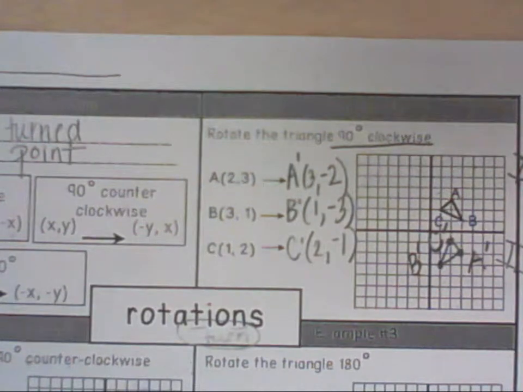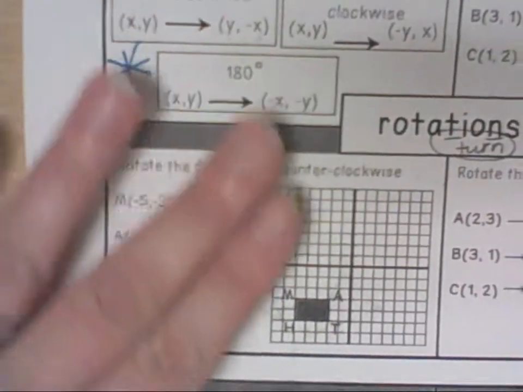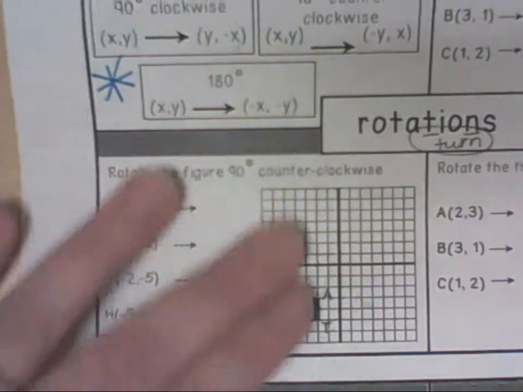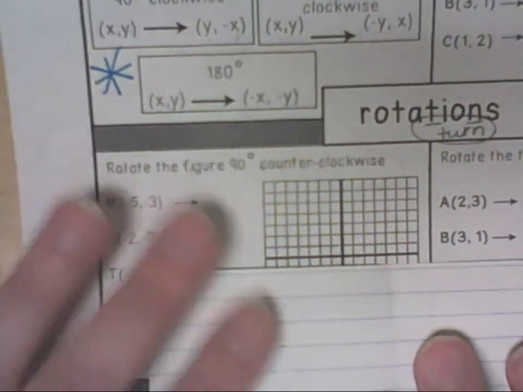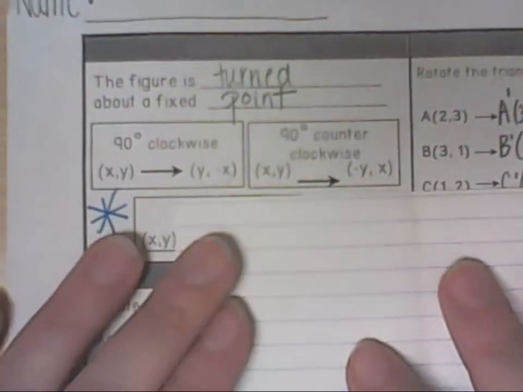And there it is. Great job. So we rotated that triangle 90 degrees. Now let's take a look at the next one. So it's strictly following the rule. It says rotate the figure 90 degrees counterclockwise. So let's look at our rule for 90 degrees counterclockwise.